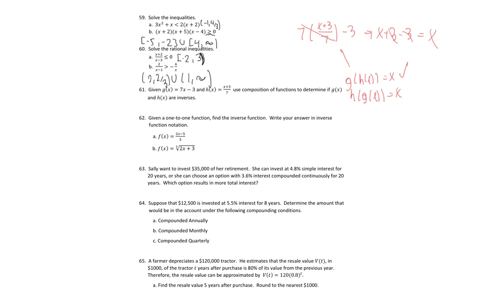But so you can also see the other way around, because it can go either way. If I would have plugged g in for h, we get 7x minus 3 plus 3 over 7. The minus 3 and the plus 3 cancel. We get 7x over 7, which is just x. So yes, they are inverses.